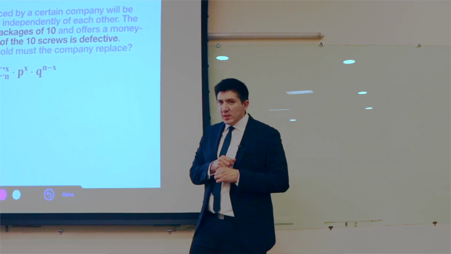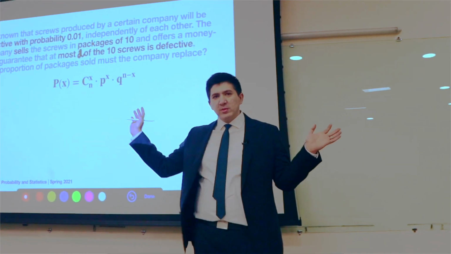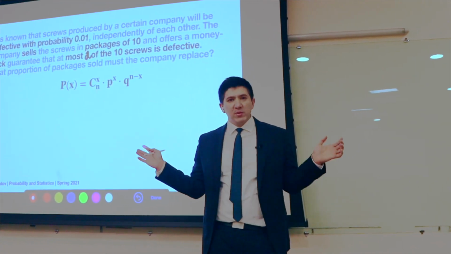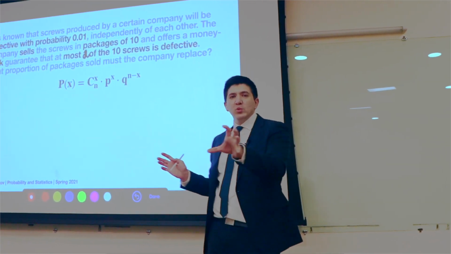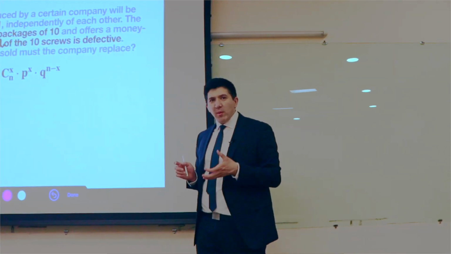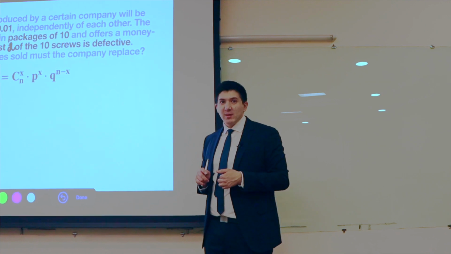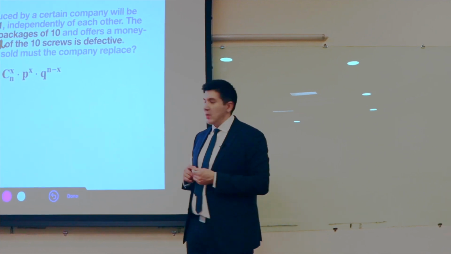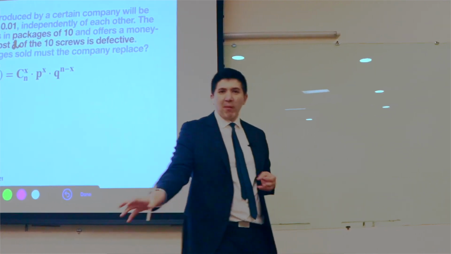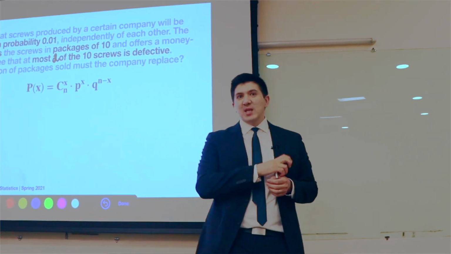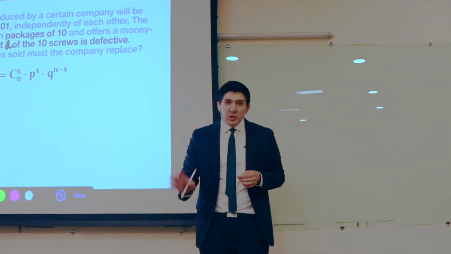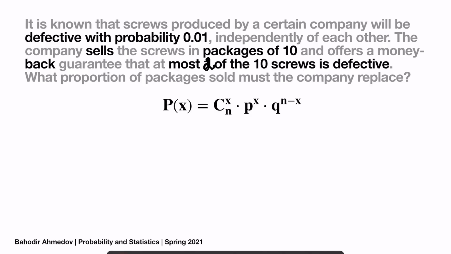So the company produced lots of packages, like millions of packages of screws. And if I choose one of the packs, what is the probability that for this pack the company should give me the money back? Okay, so let's calculate this. Or what is the probability that this pack with 10 screws has more than 2 defective screws?